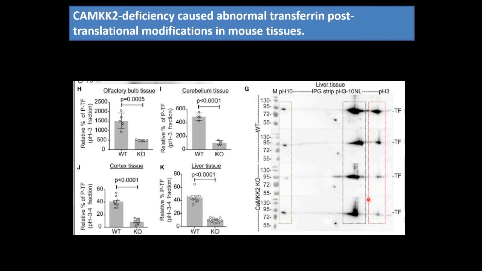Immunoblotting-based quantification revealed that CAMKK2 deficiency significantly reduced transferrin content in the olfactory bulb, cerebellum, cortex, and liver tissues in CAMKK2 knockout mice compared to the wild type. It was also found that in the majority of the tissues, the negatively charged pH 3 to 4 fraction of transferrin was dramatically reduced.